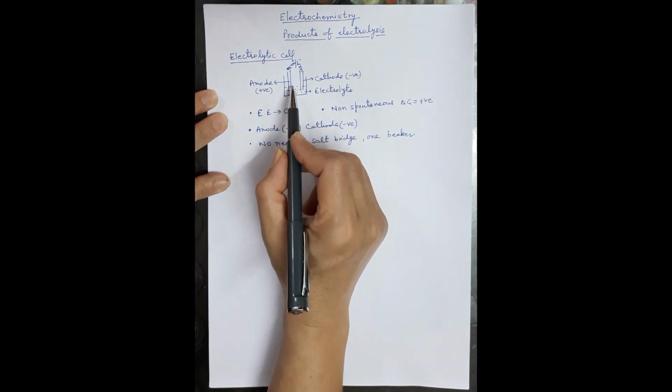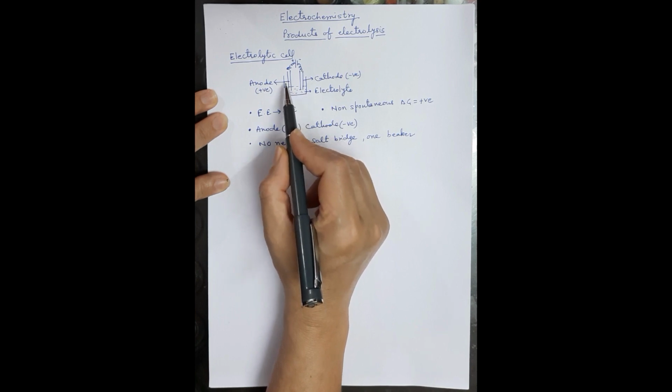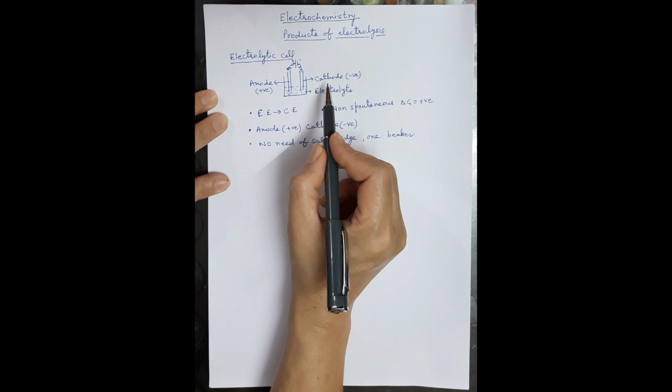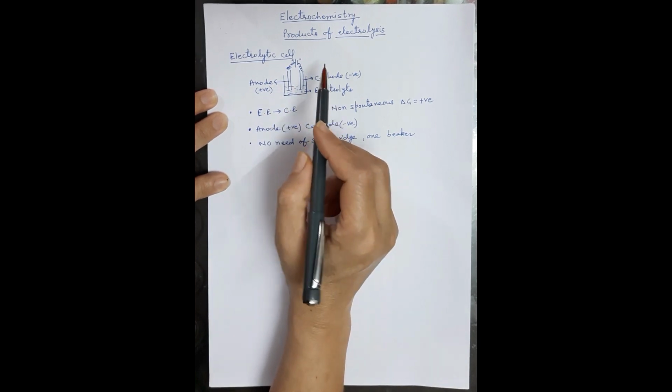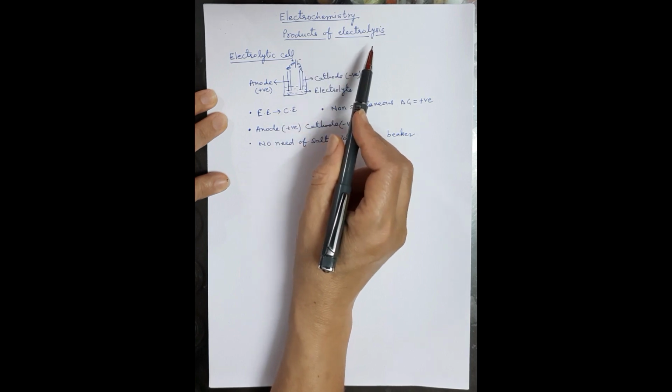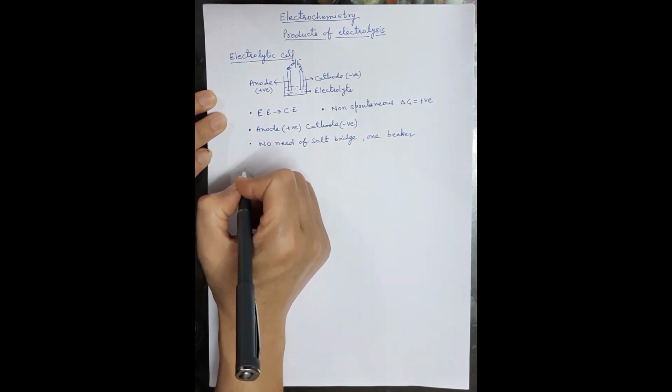Generally what happens in an electrolytic cell, when electricity is passed through it, is that the electrolyte decomposes, ionizes, and oxidation occurs at the anode and reduction occurs at the cathode. So all these things we are going to discuss in the topic products of electrolysis. Beta, I'll take 5-6 examples, and the things will be clear to you.